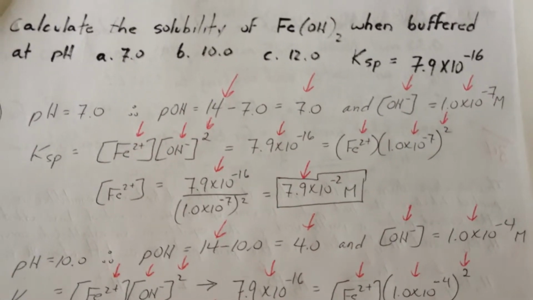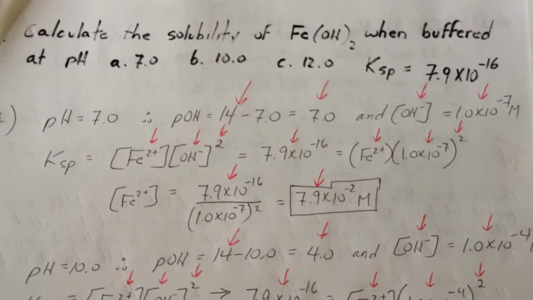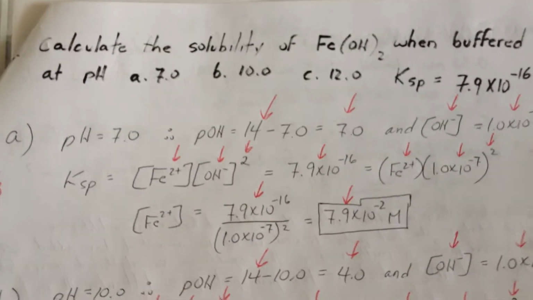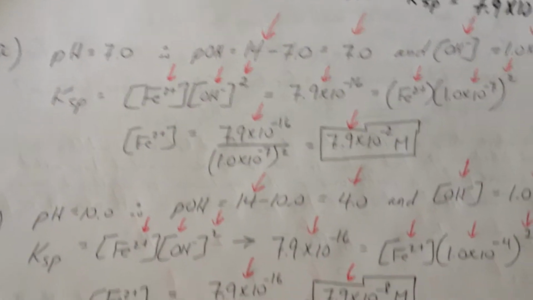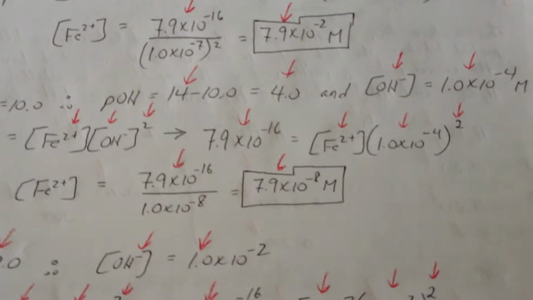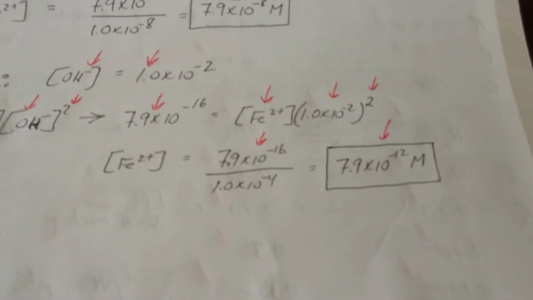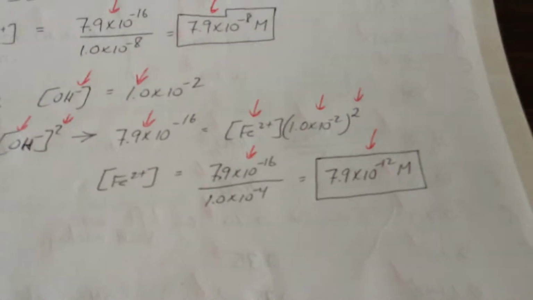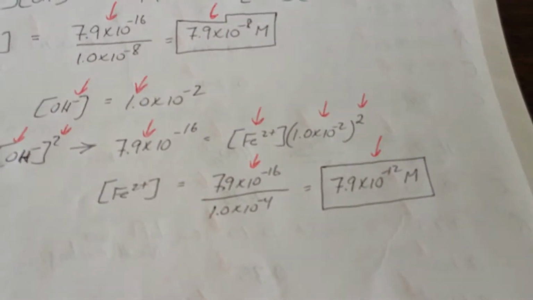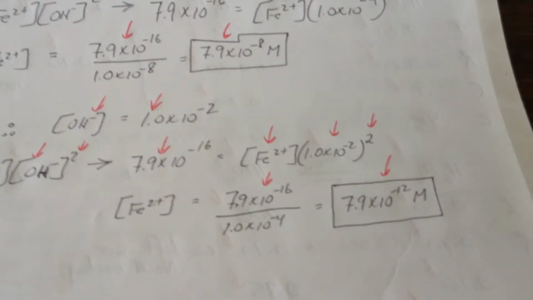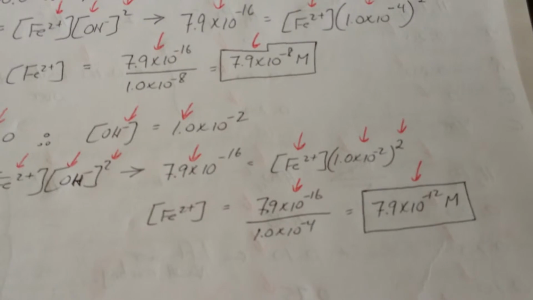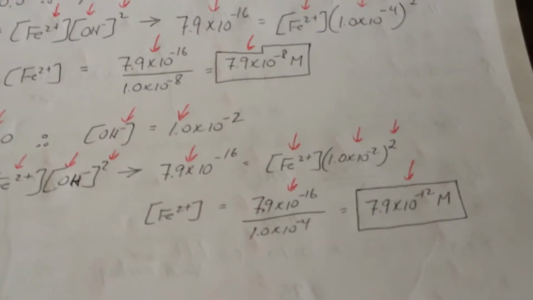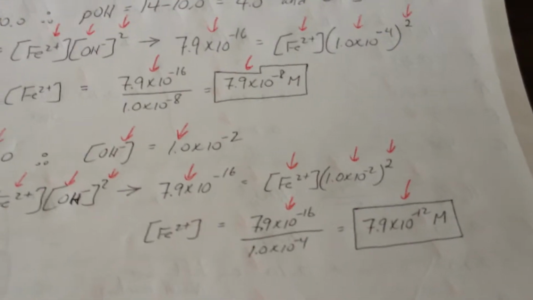And we'll notice that as the pH becomes more and more basic, the ferrous ion concentration drops each time. So in the first instance it's 7.9 times 10 to the minus 2. In the second it's 7.9 times 10 to the minus 8, and in the third instance it's 7.9 times 10 to the minus 12, at pOHs of 7, 4, and 2. Remember, the pOH is always found by subtracting the pH from 14. So if the pH is, say, 6, then the pOH is going to be 8.